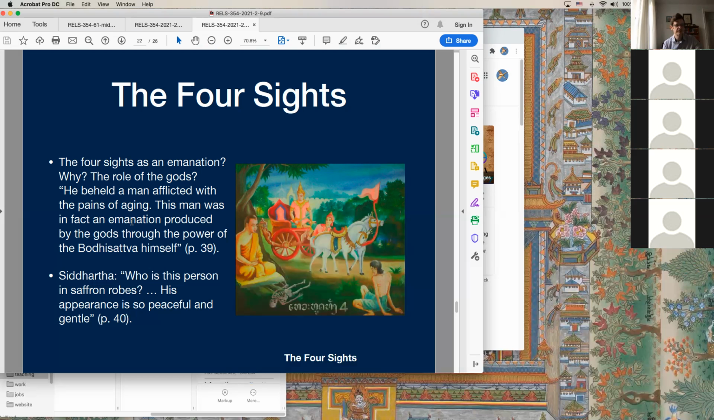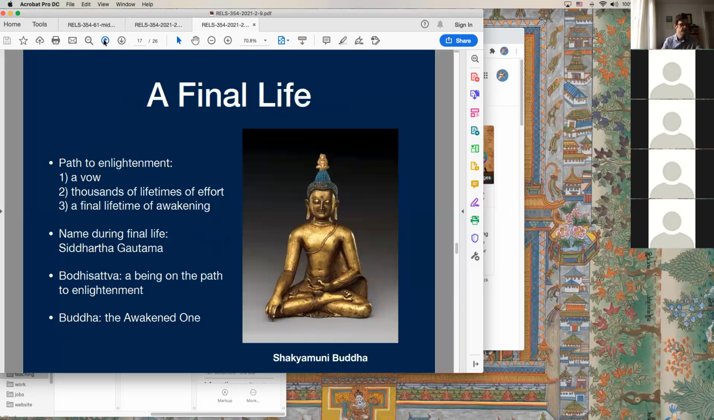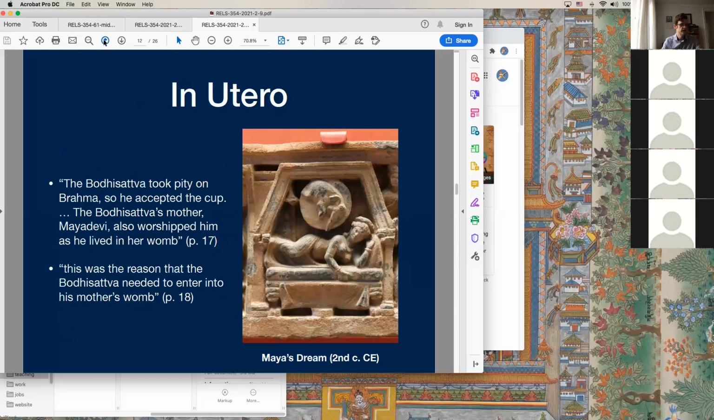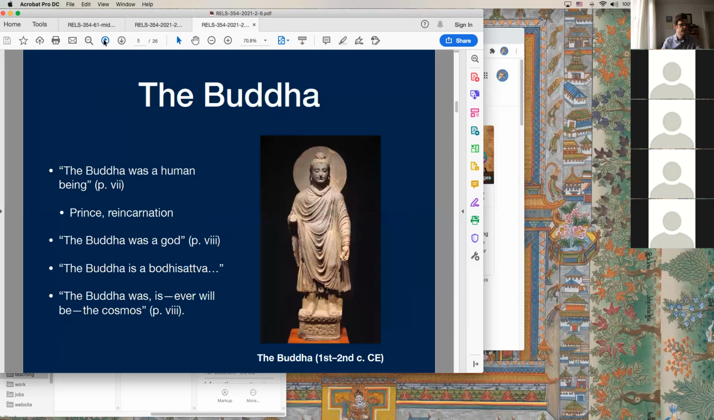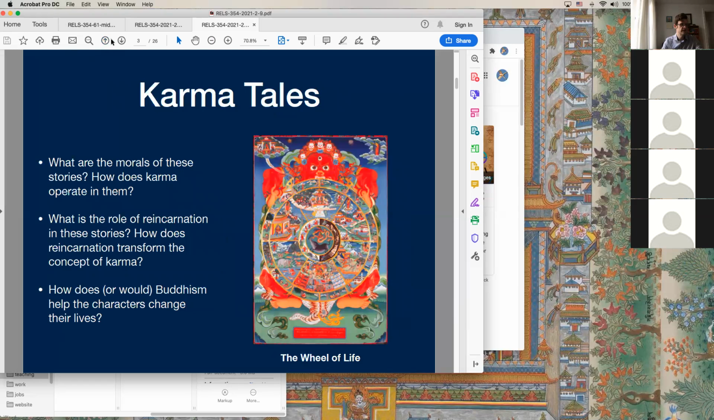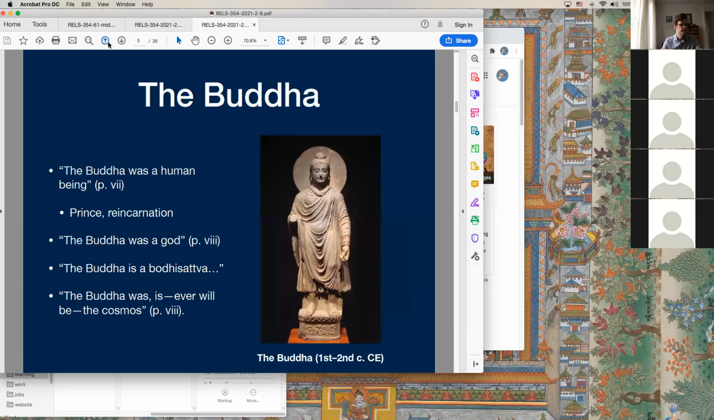Now, what about this last part? Through the power of the Bodhisattva himself. Why do you think that's part of the conversation? That one's tricky, and it ties in with the very early part of this, if we can rewind a little bit. It ties in with the idea that the Buddha represents many things, right? Oh yeah, this part.